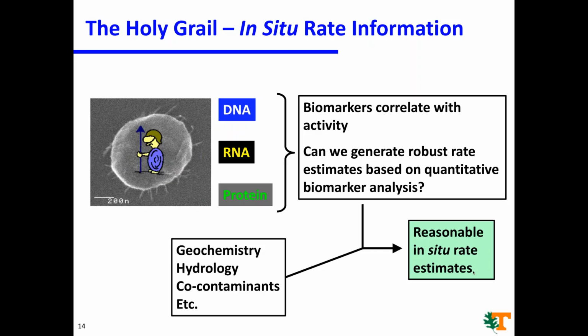And then obviously, if you have reasonable rate estimates, you can project the longevity of your plume. And this will also help people to argue for site closure, because you have a justifiable argument that the rates that are expected will take care of the contaminants in a certain period of time. So the key point: the analysis that includes metagenomics, metatranscriptomics, and proteomics can eventually lead to reasonable in situ rate estimates with obvious importance for remediation and site closure.